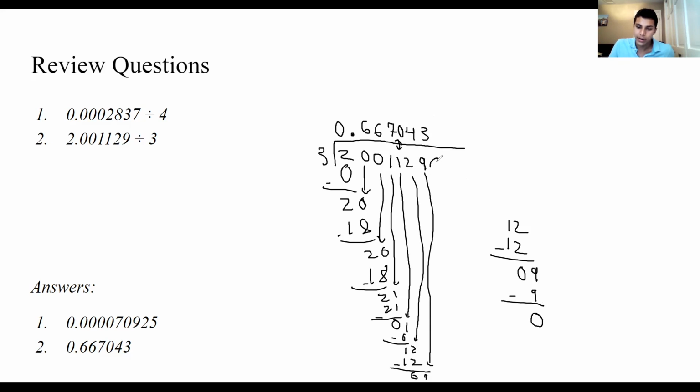Now, if you needed to bring down another number, you would do something like this to save some space, but we don't need to because we end up with 0 as our remainder. So this is our final answer, 0.667043.